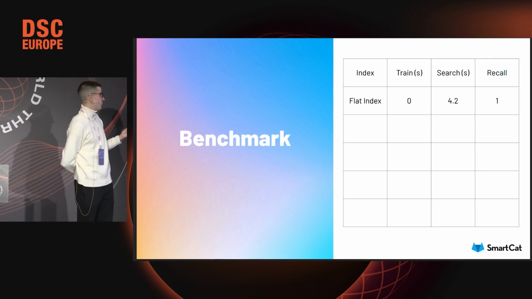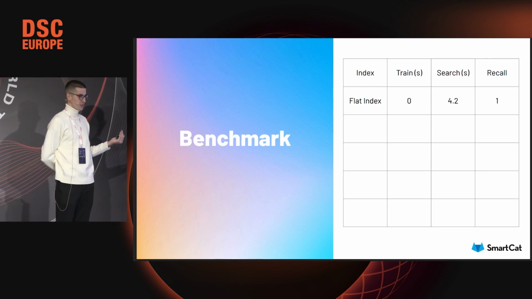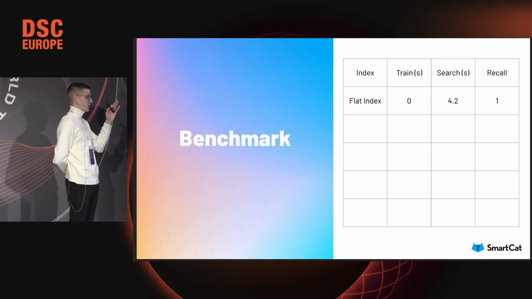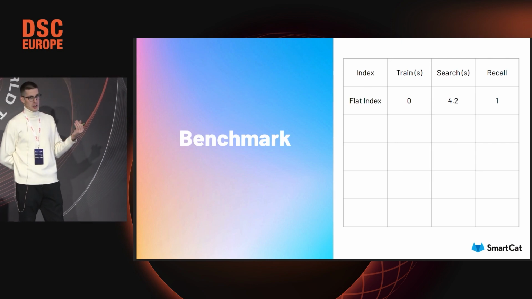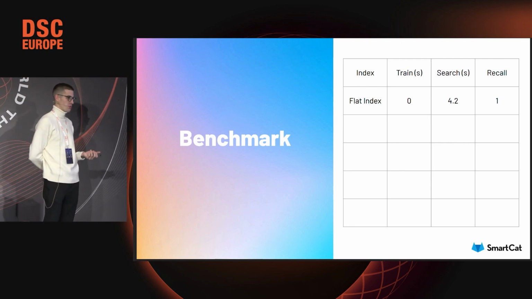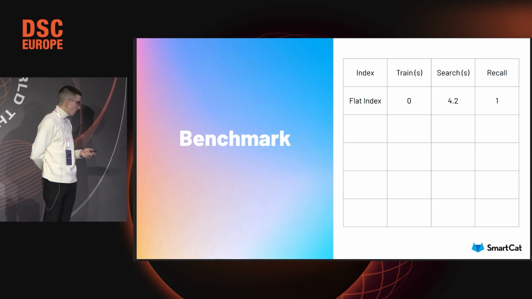So for a flat index, that's the basic solution. We're not really doing anything during train time, so it's 0 train time. For search time, it takes 4 seconds. This is for 1 million vectors on my PC. And the recall is 100%, right? You're not going to miss anything if you search through everything.